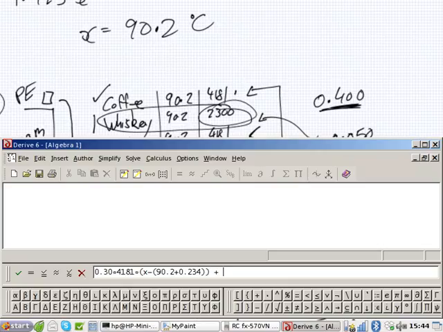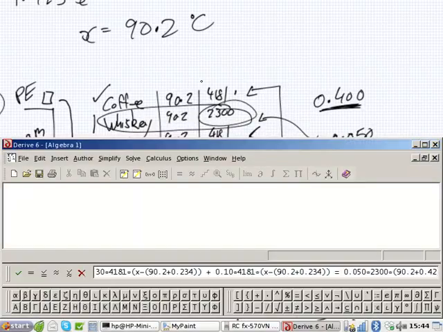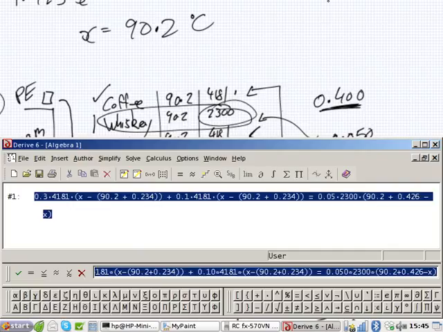That's the coffee. Next is the water. Everything's the same except the mass has changed to 100. And that should equal what was lost by the whiskey: 50 times 2300. And the temperature this time will be 90.2 plus 0.426. How do we know that it's 90.2? That was the previous answer. Okay.